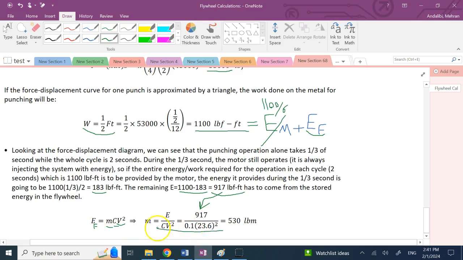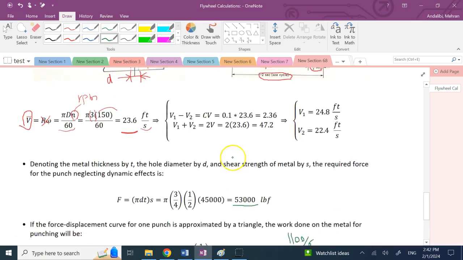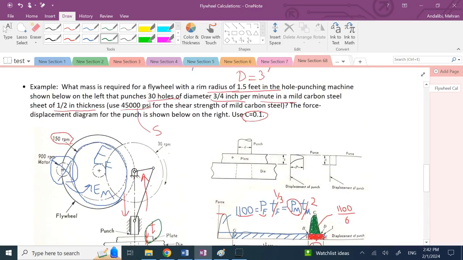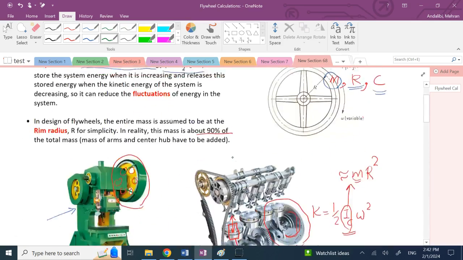And if you plug in all the numbers, you see that we need at least 530 pound mass for the flywheel at a radius of 1.5 feet to be able to achieve this punching job.